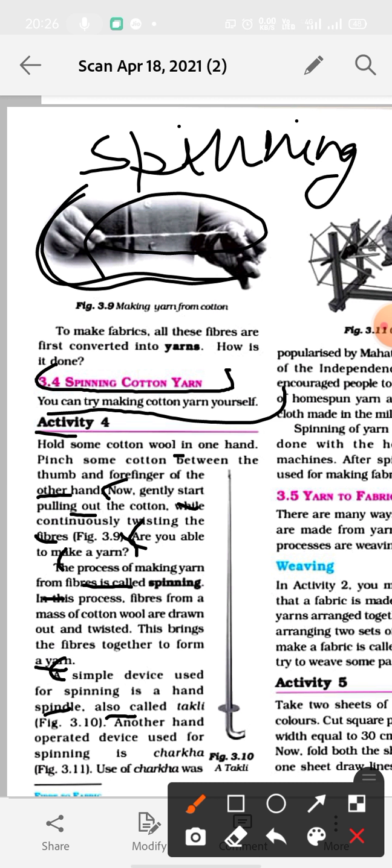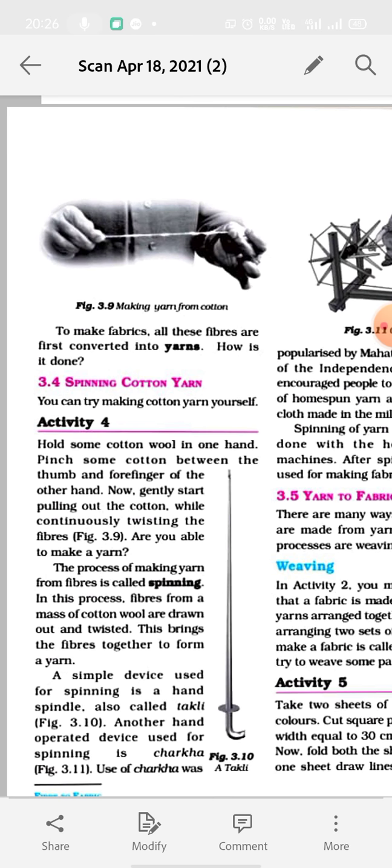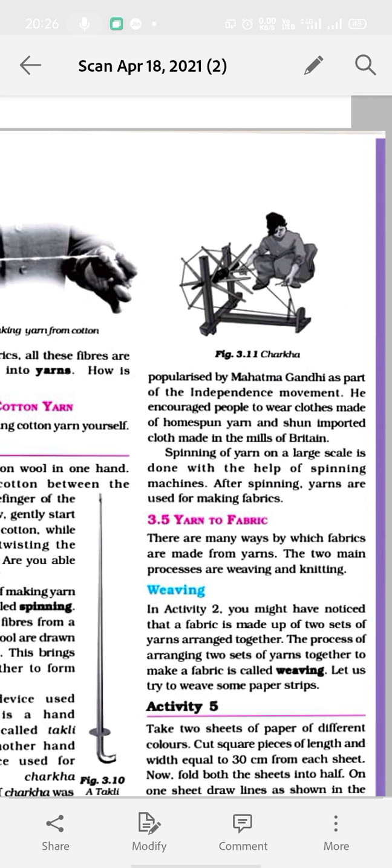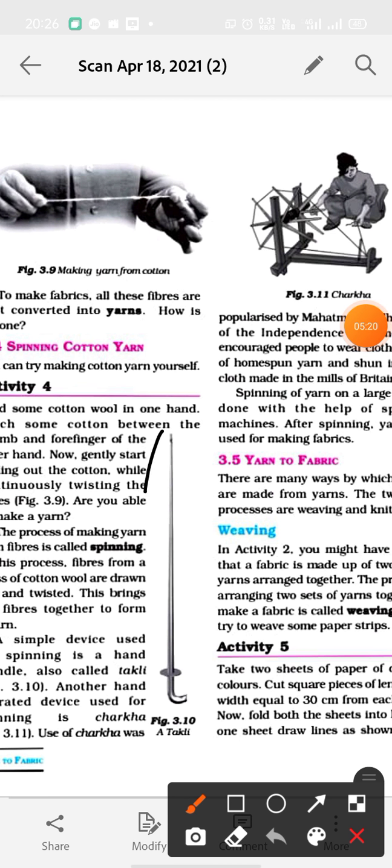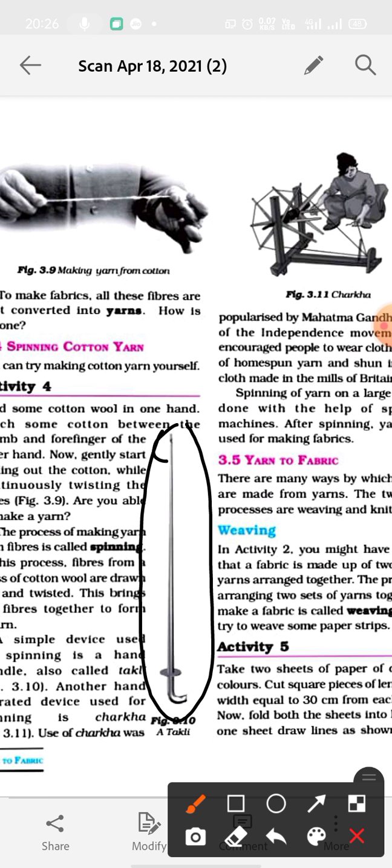Okay, so figure 3.10, see this is takli. With the help of this we can take out the threads from the fibers to make a yarn. See, it has a very sharp end, through which we can take out the threads from the cotton wool.